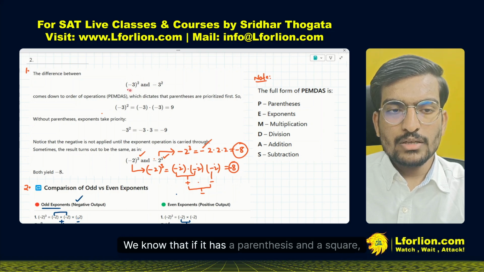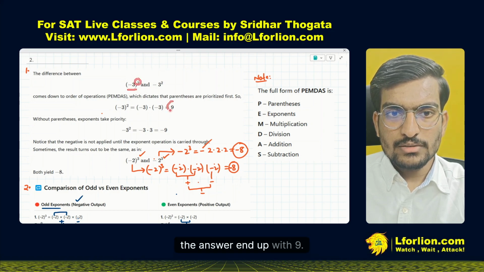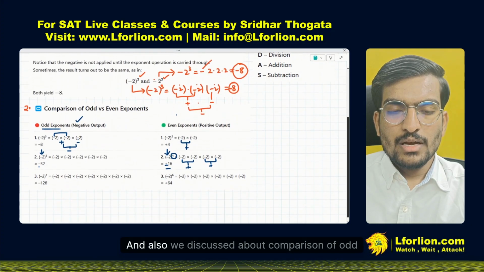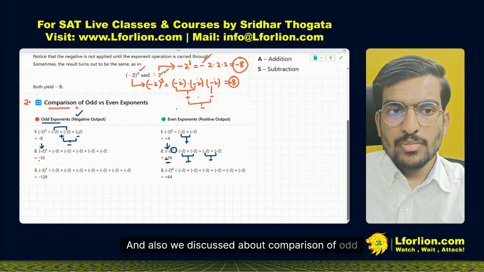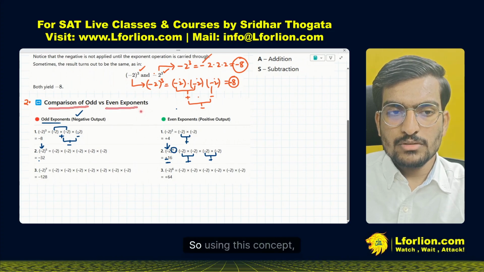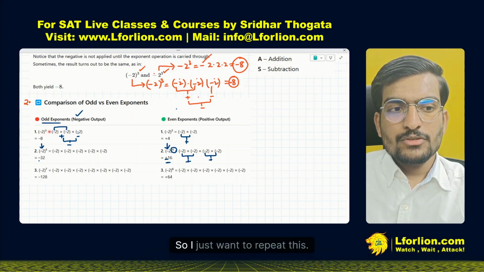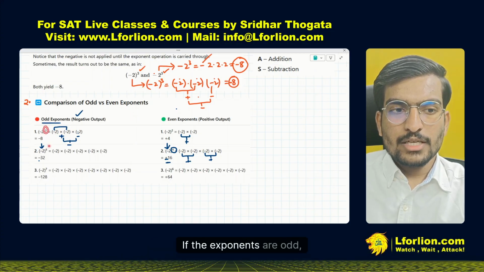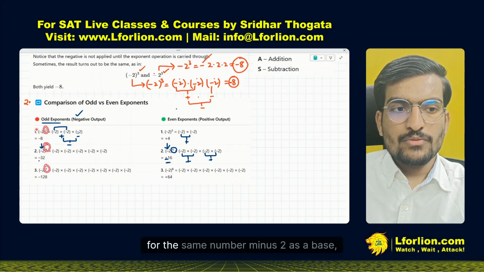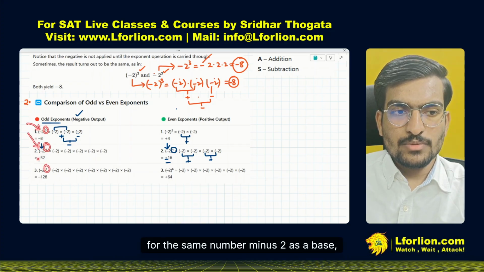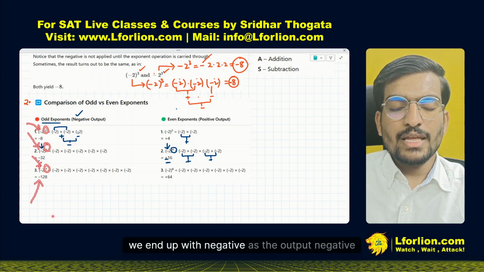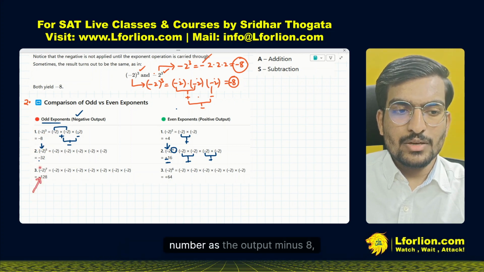We already discussed negative 3 parenthesis whole square and negative 3 square. We know that if it has a parenthesis and a square, the answer ends up with 9. If it is the negative sign and 3 square without parenthesis, the answer ends up with negative 9. And also we discussed the comparison of odd versus even exponents. So using this concept, we are going to solve exercise 1. I just want to repeat this. If the exponents are odd, 3, 5, 7, for the same number negative 2 as a base, we end up with a negative number as the output: negative 8, negative 32, negative 128.